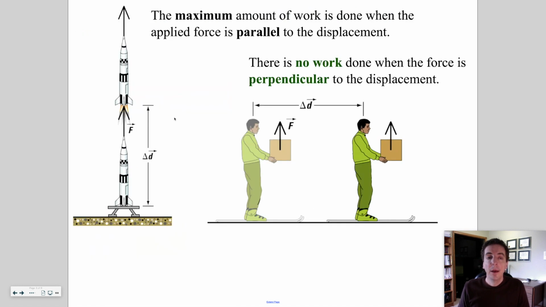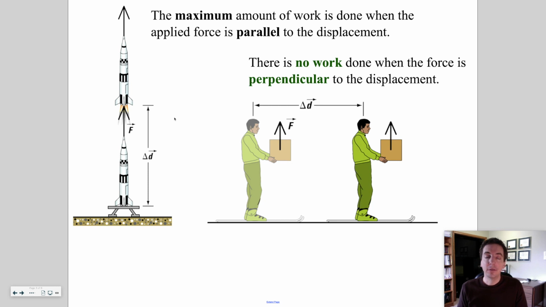So the maximum amount of work is done when the force is parallel to the displacement. Let's say a rocket is taking off, the force is pushing up and it is also moving up. So the angle between the force and the displacement, they're parallel to each other. The angle is 0 degrees. And if you take the cosine of 0 degrees, that's a maximum for the cosine function, it is 1.